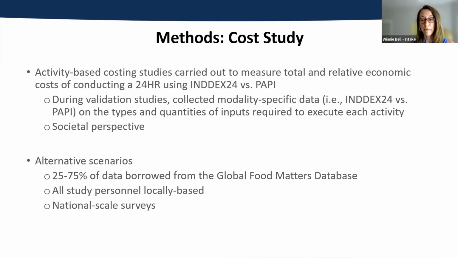And in addition to the primary cost analysis, we also modeled some costs under three different scenarios. One was the level of use of data from the Global Food Matters database, so we modeled different assumptions at 25%, 50%, or 75% use of existing data. We also looked at whether the study was conducted by all local personnel versus having involvement of international researchers. And then thirdly, scaling up our results to national scale studies, so larger sample sizes beyond the 200, nearly 300 respondents in each of our studies.